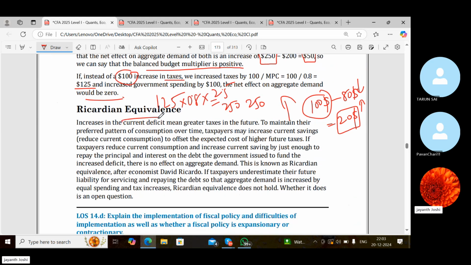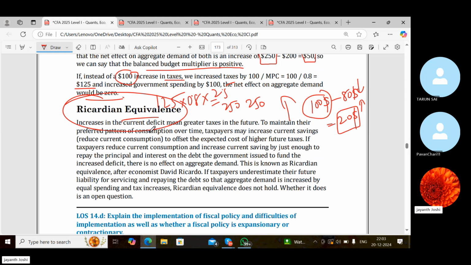Ricardian equivalence is already explained to you. What does Ricardian equivalence say? If the government's current deficit is increasing, that means the government has less money to spend into the economy. That means the government will borrow, and in the future that burden will be put onto the taxpayers. So people start saving from today, understanding that when taxes increase in the future, they will be levied with higher taxes and should be in a position to pay that. That is Ricardian equivalence.